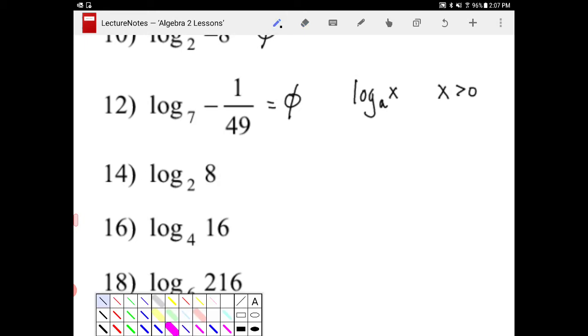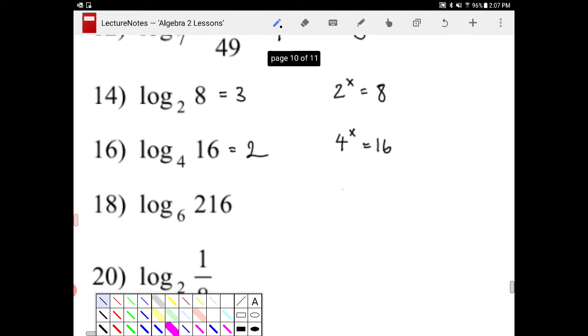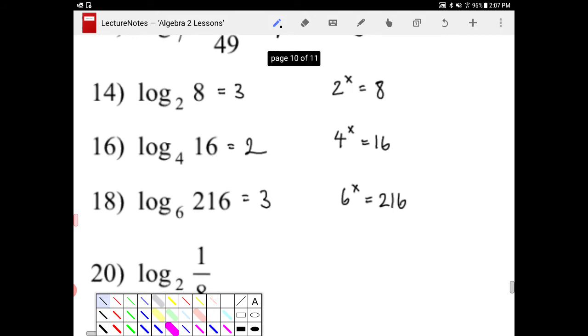All right. Log base 2 of 8. This is the same thing as 2 to the what power is equal to 8? Well, this must be 3 then. Log base 4 of 16. So this is 4 to the what power is equal to 16? Well, that's 2. Log base 6 of 216: 6 to the what power is 216? Well, 6 squared is 36, and 6 to the third is 216. So this must equal 3.